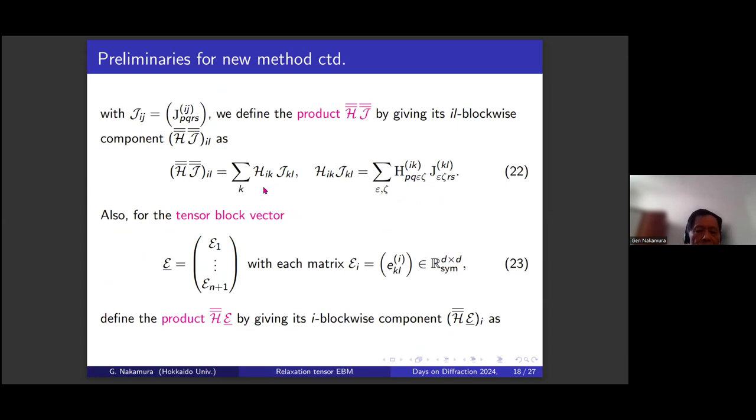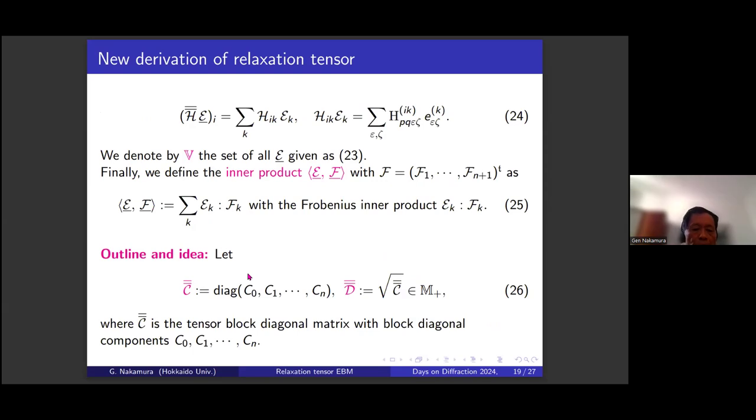And also the product with the tensor block vector, of this form, is also defined as usual, likewise the matrix and the vector case. And then what about the inner product between the tensor block vectors? The inner product is given in this way. Here again, this colon is the Frobenius inner product.